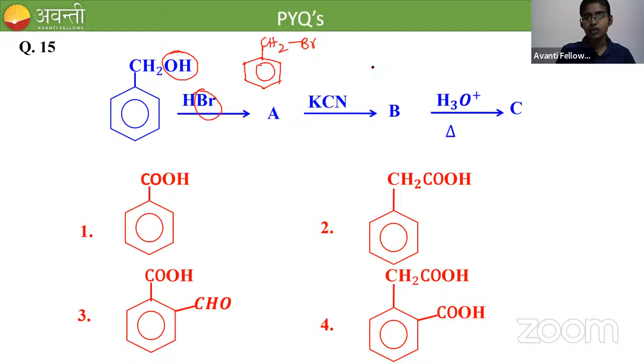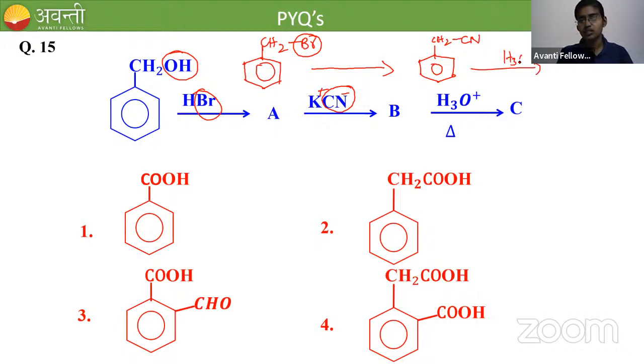And this compound A is treated with KCN. Again, CN minus is the nucleophile. It will go and substitute the Br. So what will we get? We will get C6H5CH2CN, right? This is compound B. And compound B on hydrolysis, that is on reaction with H3O plus, acid hydrolysis on heating. Always remember, the cyanide or nitrile group on acid hydrolysis always forms the corresponding carboxylic acid.